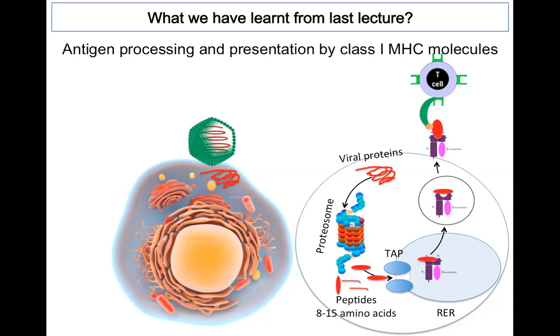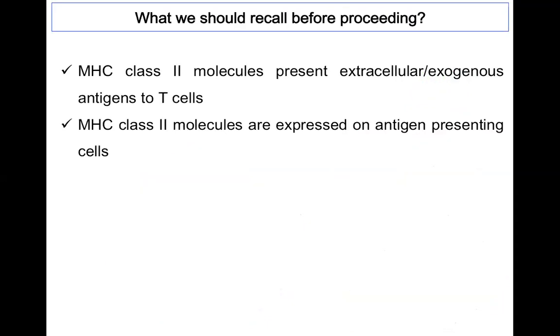But today we are going to focus on class 2 MHC molecules. Before going to them, what you have to recall before proceeding is that MHC class 2 molecules present extracellular or exogenous antigens to T cells. In our last lecture, in the case of MHC class 1 molecules, we discussed endogenous antigens. But in today's lecture, we are going to talk about extracellular, exogenous antigens and how they are presented to the T cells.